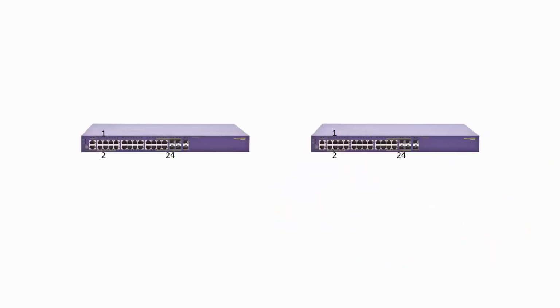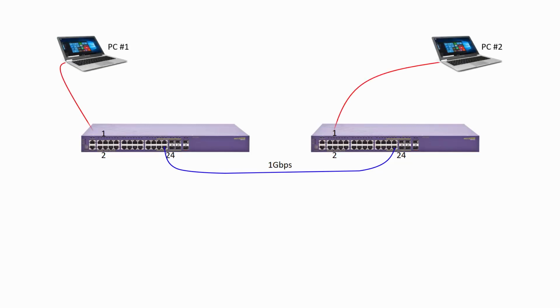To start with, we have 2 gigabit Extreme switches connected together via a trunk linked by port 24. Both of these switches are AVB enabled, and in this case, the trunk speed is 1 gigabit per second. 2 computers are also connected on port 1 of each switch. When a file is copied from computer 1 to computer 2, data flows over the trunk connection.